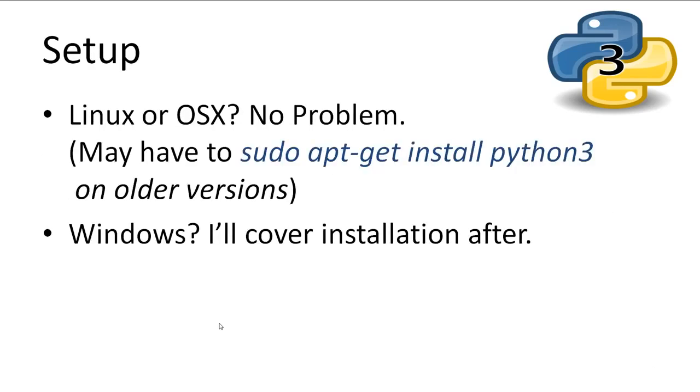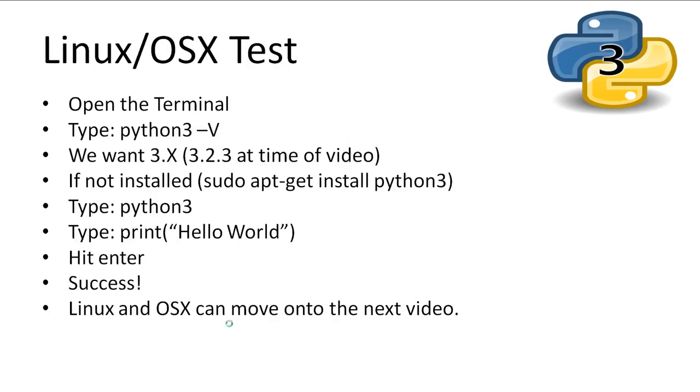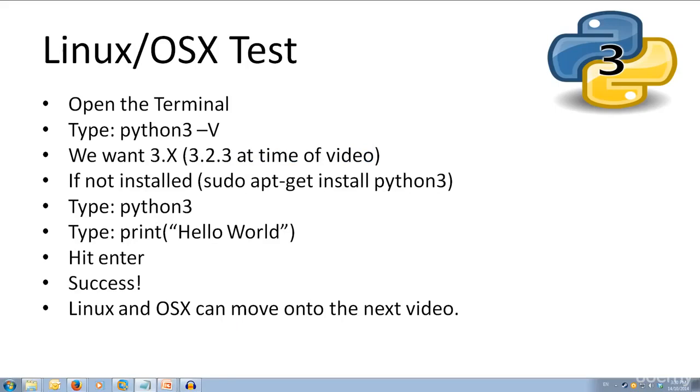Now let's talk about getting set up and ready to write some Python code. If you are running Linux or OS X, Python 3 may or may not already come installed, but we can get it up and running in one quick command. If you are on Windows, I'll cover the installation next, so feel free to skip to that part of the video. On Linux, we can do a quick test to make sure it's working fine. We can jump over to our terminal, and if you don't know how to use the terminal, I suggest you learn how to get around and use basic commands.